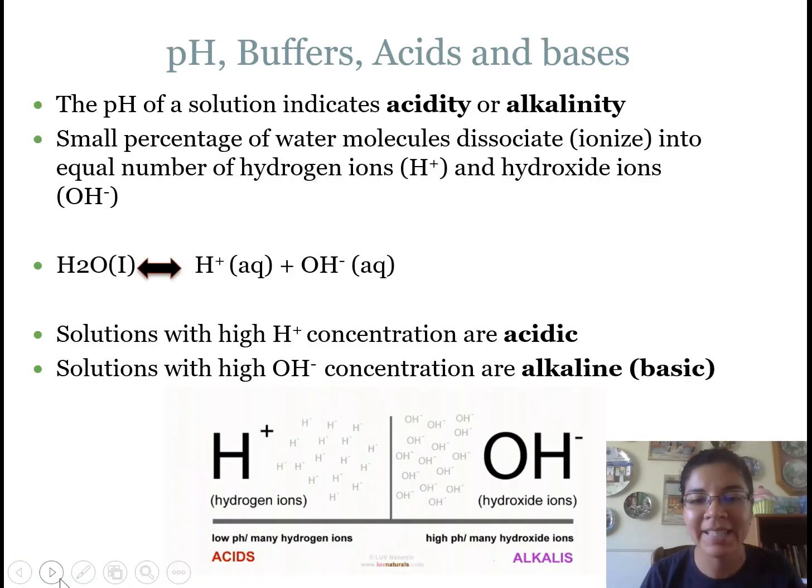The pH of the solution indicates acidity or alkalinity. So what is acidity or alkalinity? pH is a measurement of a substance's hydrogen ion concentration. So here we have hydrogen ions on the left, hydroxide ions on the right. The increase in hydrogen ions in a solution will determine the pH of a solution. So in this case, the more hydrogen ions you have, the more acidic the substance. The more hydroxide ions you have, the more basic the substance.